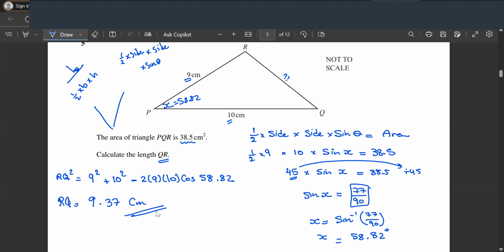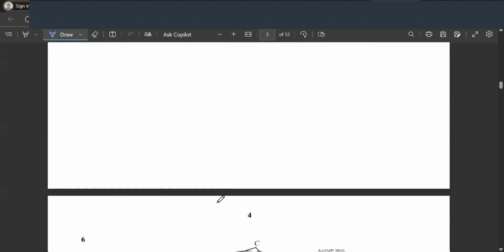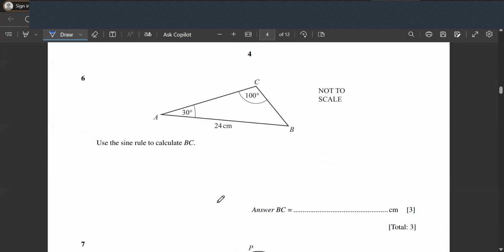You got it? Yes. Okay, someone said yes or miss? Okay, look at this question. Tell me, what should I do? Sine rule. Yeah, he's telling me use the sine rule. Okay, so what is the sine rule?